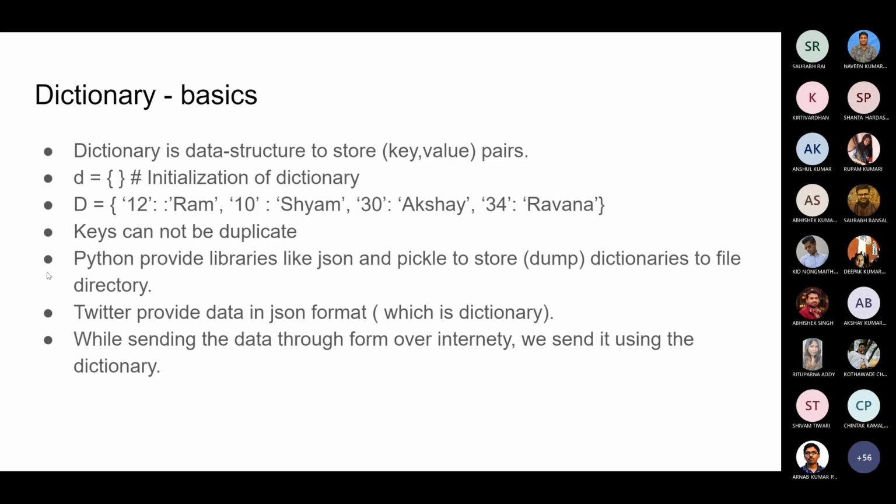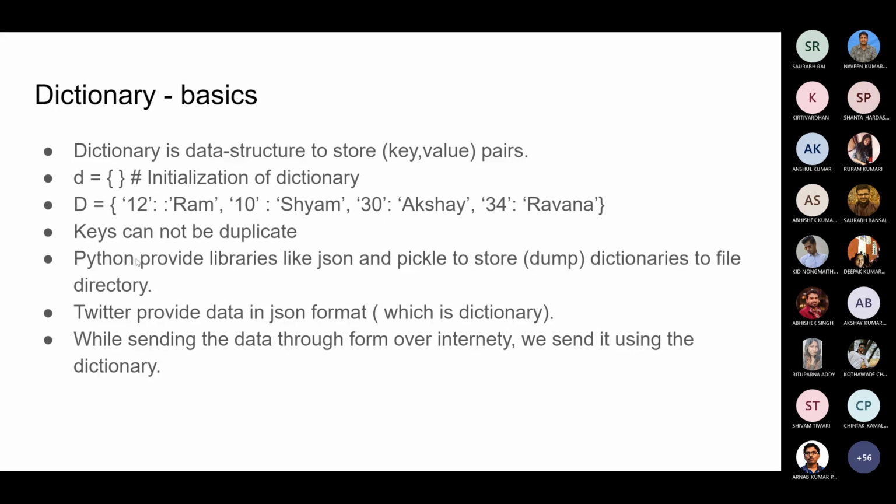We have seen the list initialization was the square bracket, the tuple initialization was the round bracket, and the dictionary initialization is the curly braces. So D equal to open curly bracket and close curly bracket is the default syntax for initializing an empty dictionary. For initializing a dictionary with content, we can initialize as D equal to, then key 10 and the value Ram, then again the key 30 and the value Akshay, and 34 is the key and the value is Ravna.